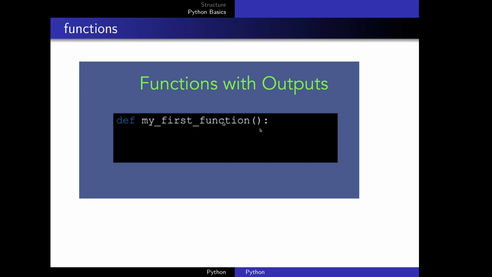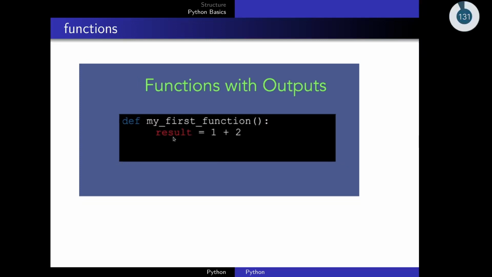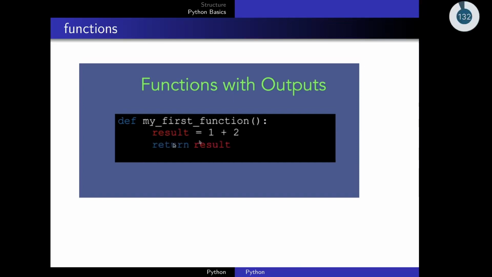This function doesn't take any inputs, and it does the operation 1 plus 2 and stores the value 3 in the result. Then this function can return this result as output. To return an output, we use the return keyword. When we say return result, this value in the result, which is 3, will get returned from the function.